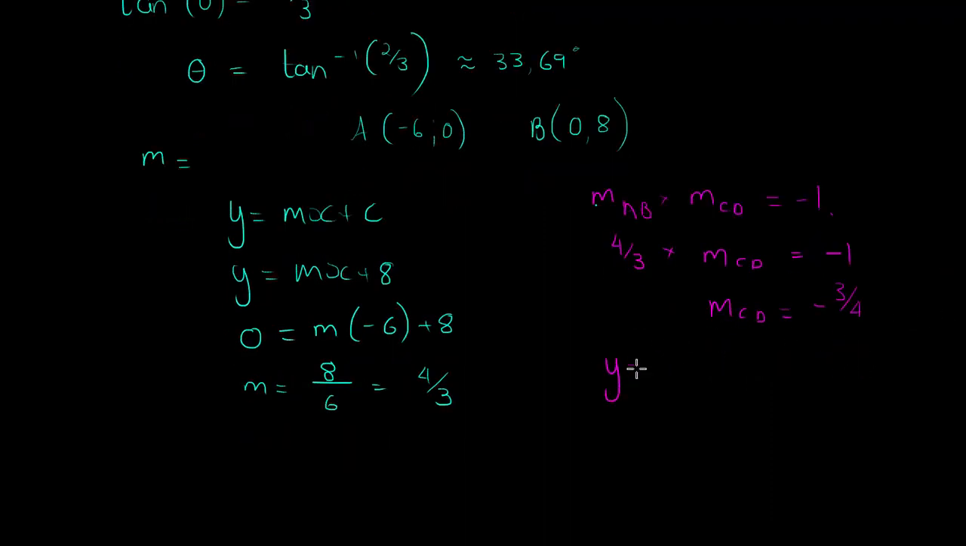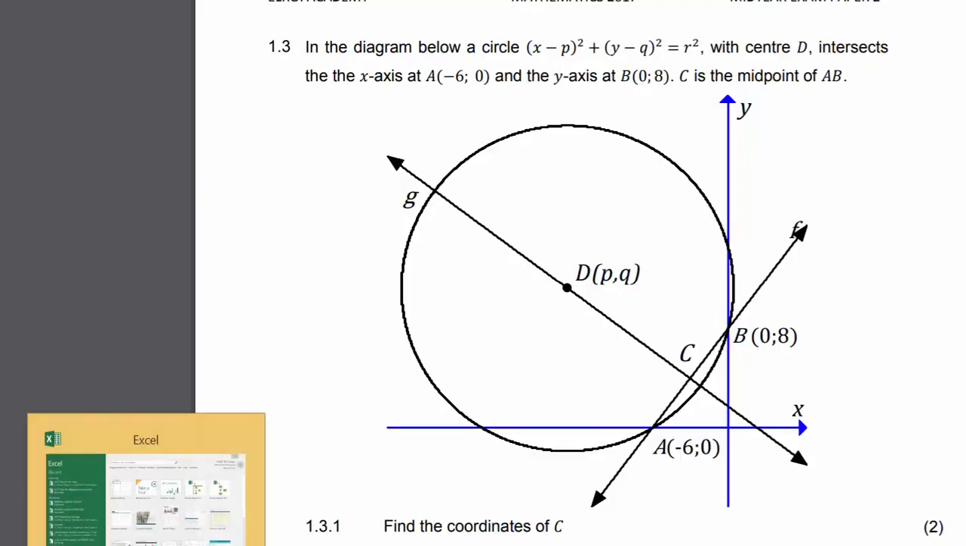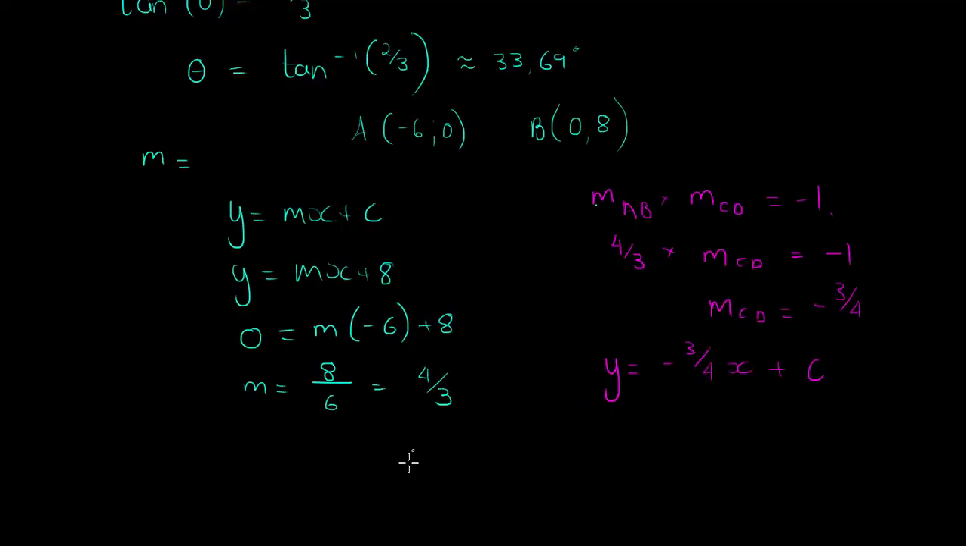So I have y is equal to negative 3 over 4x plus c. I've got one parameter left to solve. I substitute a point. The point that I have that is actually on the graph is this point C. So we work out C as the midpoint, and you know how to work out the midpoint. We've done it twice already. Going from negative 6 to 0, this is negative 3, and then from 0 to 8, halfway there is 4.